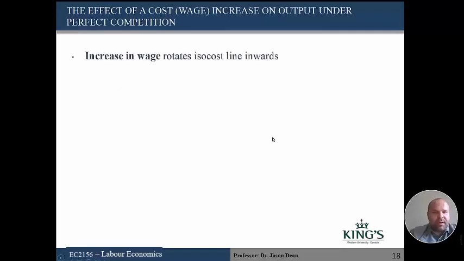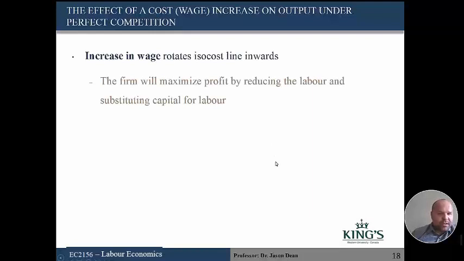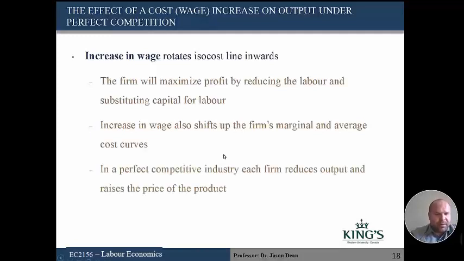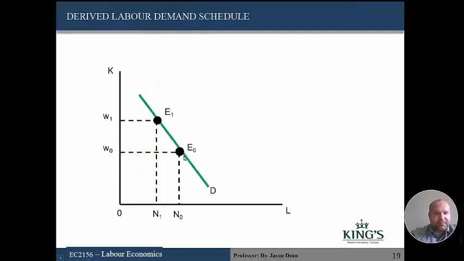Okay, so an increase in the wage rotates the isocost line inwards. The firm will maximize profit by reducing labor and substituting capital for labor. An increase in the wage also shifts up the marginal and average cost curves. In a perfectly competitive industry, each firm reduces output and raises the price of the product.